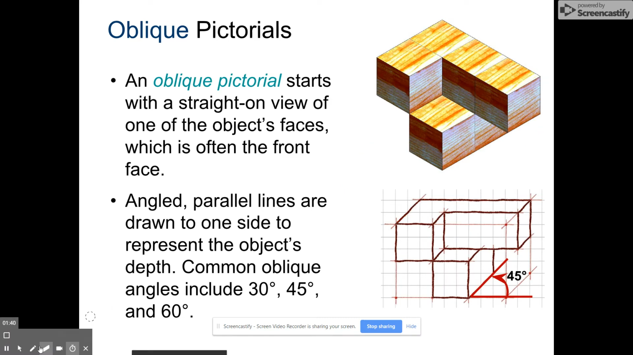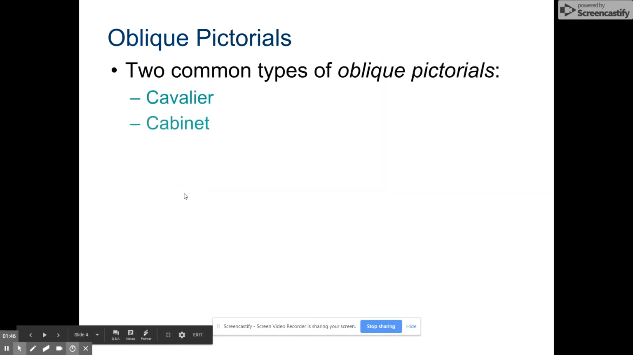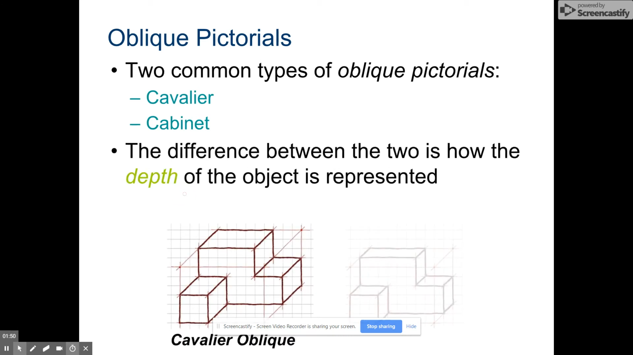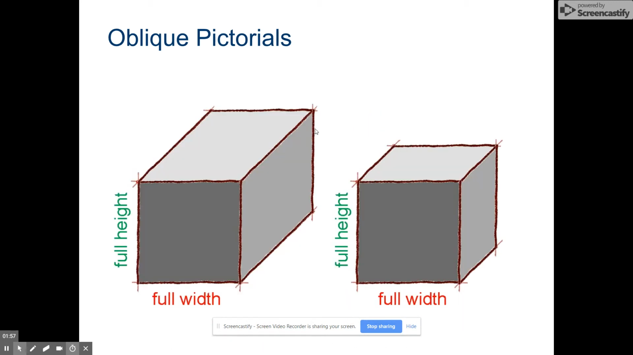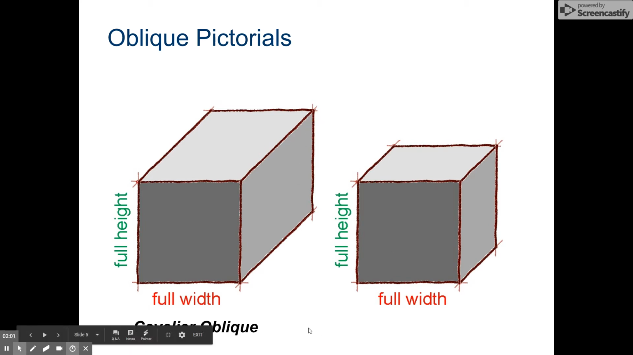So there's two different types of oblique drawings, though. Let's get to that one. There's cavalier and cabinet. The difference is the depth. So when we deal with cavalier, I think I put it on the next slide. Let's see. Yeah, cavalier is full depth. So let me hide this. Cavalier is full depth, meaning if it's two boxes deep, then you're going to go two boxes deep.